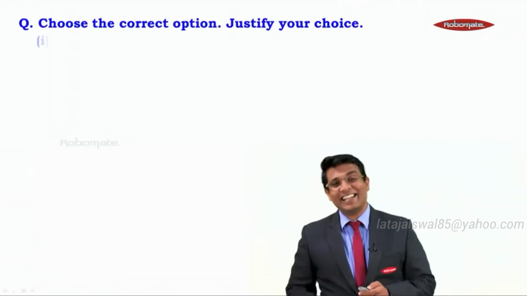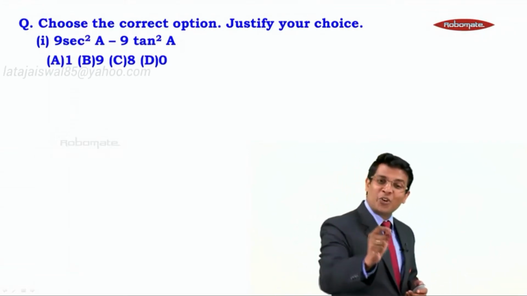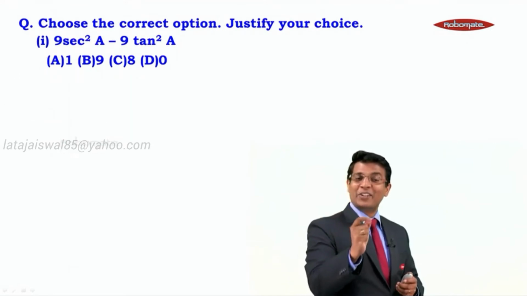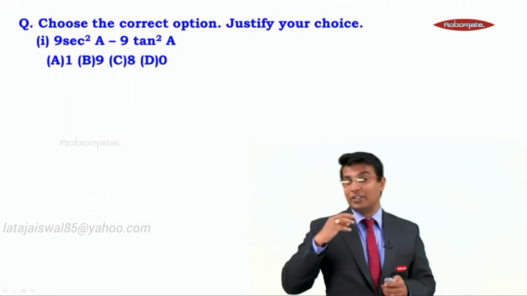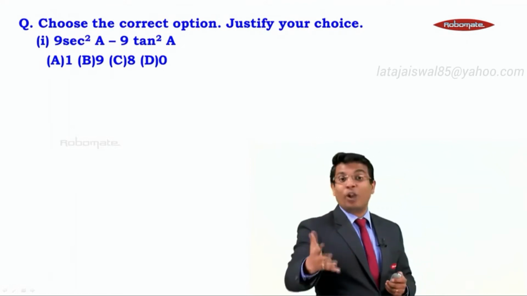Let's solve a few important and very interesting sums where we are going to use trigonometrical identities. Let's see the sum. It says choose the correct option and justify your choice. The question is 9 sec square a minus 9 tan square a. We have to see whether the value of this is going to be option A, B, C or D. So let's solve it first.